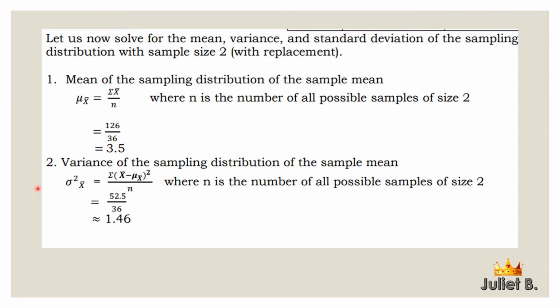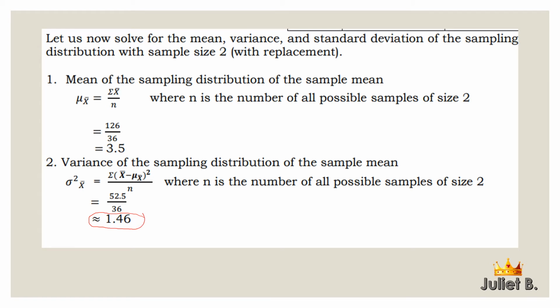So in number 2, for us to be able to get the variance, we had the summation of x minus the mean of the sample mean squared, divided by n, where n is the number of all possible samples of size 2. And as I have said a while ago, our n is equal to 36. So, the variance of the sampling distribution of the sample mean is equal to 52.5 divided by 36, and that is equal to 1.46.